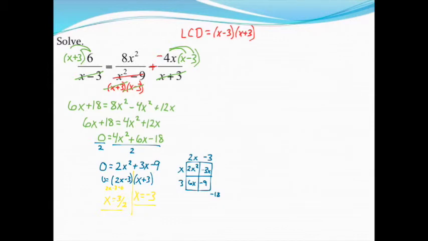So go back and take a look at the original problem. If I make any of these x's either 3/2 or negative 3, would I be dividing by 0? And hopefully you're seeing right here, there's going to be a problem. If I made x negative 3, negative 3 plus 3 is 0, and I cannot ever divide by 0. So in my solutions, negative 3 is not going to work out. I need to make sure that I cross that out, say that it's an extraneous solution, it's not going to work. The only answer to this problem is going to be 3/2.